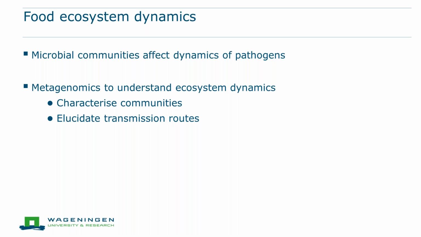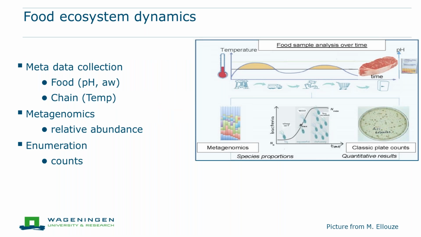In this case, metagenomics can help to understand the dynamics. We can use metagenomics to characterize the communities, to understand which species are present in food, but also in our food environment. And this can also help to elucidate transmission routes of our pathogens. And there is a clear interest to gain more insight in the ecology of the food and in the factory, and also to have a quantitative estimate of the various species and also the changes of the species in time.